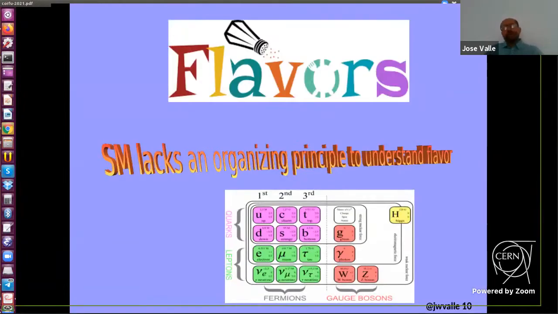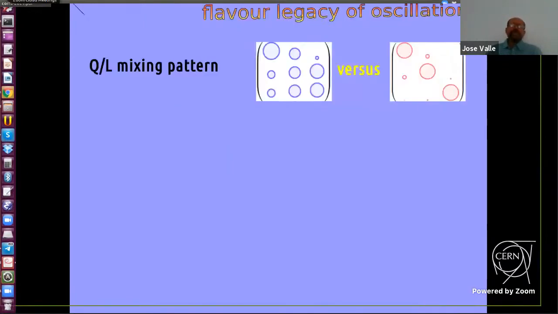Now I turn to flavor. This is one of the sectors where the standard model fails miserably, as it lacks an organizing principle in terms of which to understand family replication, fermion masses, and fermion mixings. And here one should appreciate the legacy of oscillations.